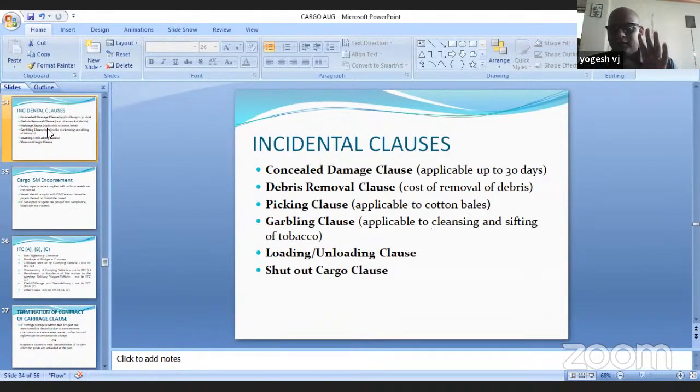Let us assume that the goods are coming from the warehouse of the seller to the warehouse of the buyer, and the goods have already reached Nhava Shiva port, and the insurance has ended there. Insurance has ceased because it has reached the destination port. Now the final leg of the journey remains, from the port to the warehouse of the buyer. What will we do?